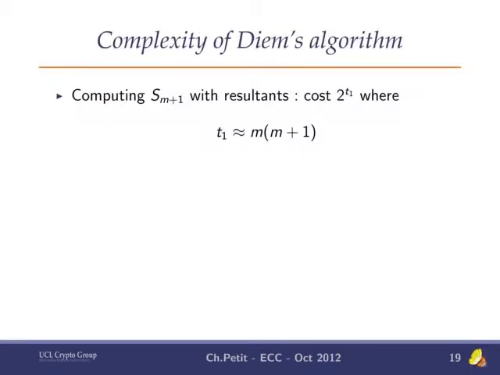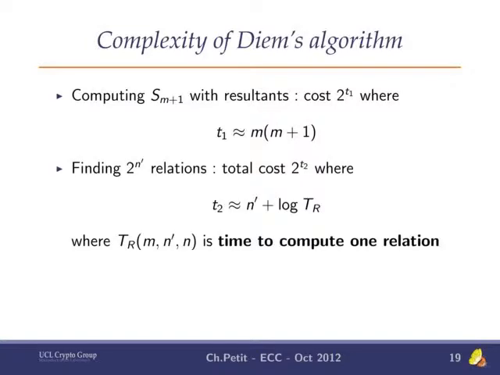So the complexity of this algorithm: first of all, you have to compute this semi-F polynomial, which is actually not a trivial task, but for small m it can be done. The complexity is roughly 2 to the t1, where t1 is roughly m squared. And then, well, the main part maybe is to find the relations, right?